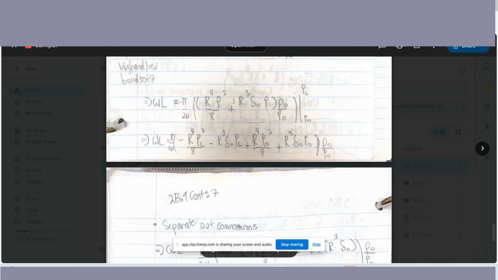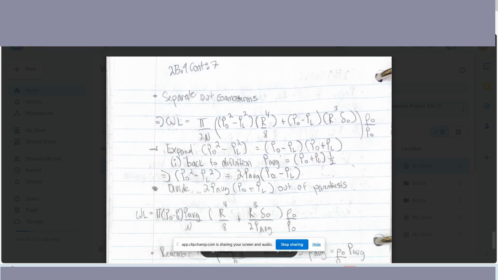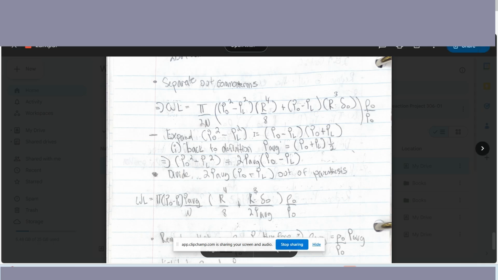Let's see. So there's the 2P average. It's this term that has the P average in the denominator. Yeah, that makes sense. And this term just gets eliminated. Okay, that makes sense.